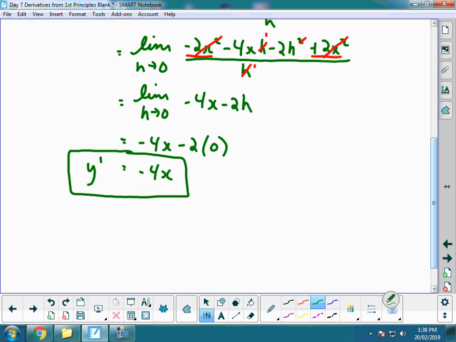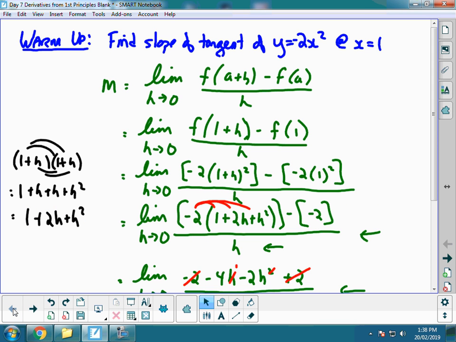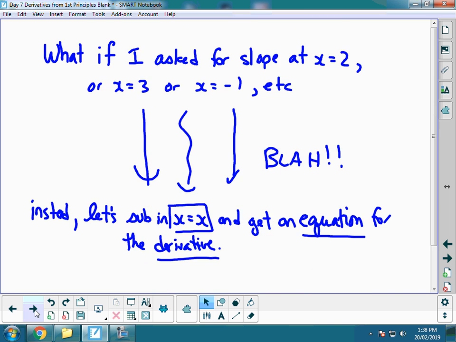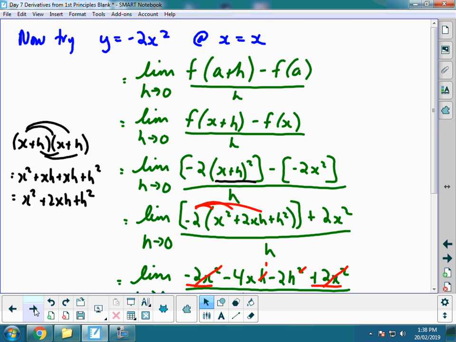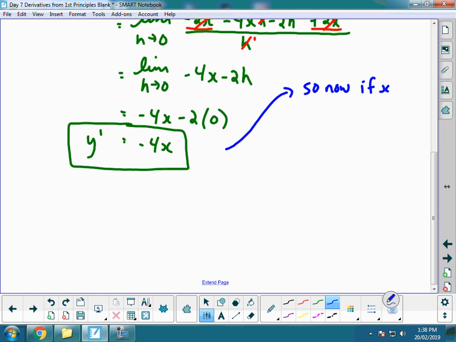So if I wanted to find different slopes, if I wanted to find the slope at 2 or 3 or negative 1, I don't need to restart and do this whole thing. I've got an equation that describes the derivative, and so I can use it to find any slope I want. So if this is the derivative, let's check x equals 1, because we already know that answer. The function is negative 4x, so the slope would just be negative 4 times 1, which is negative 4. And that matches the derivative we found before.